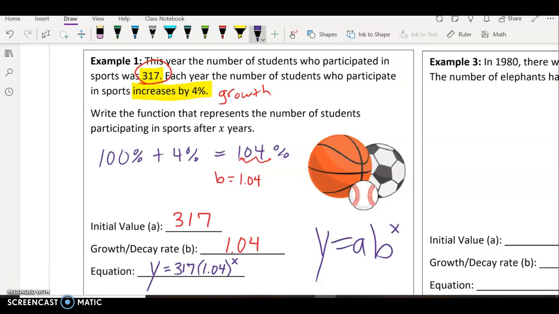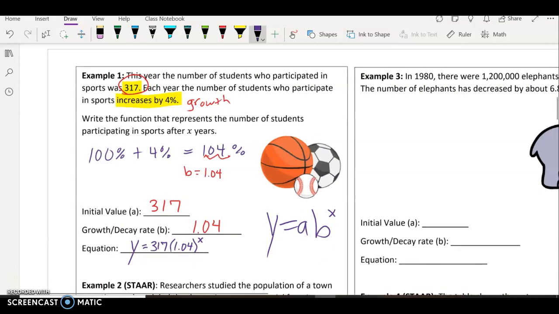Now, there is one similar right next to it, example 3. Try example 3 on your own. Pause the video and then give it a try and then see if you are correct.